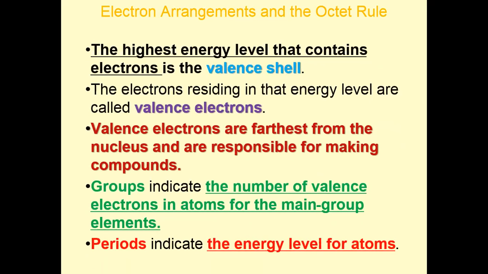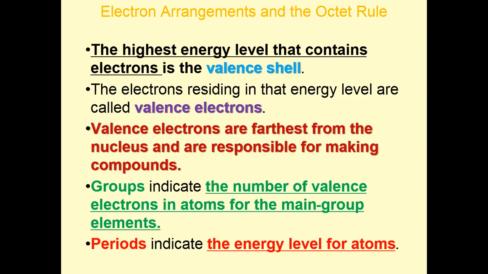The highest energy level that contains electrons is the valence shell. The electrons residing in that energy level are called valence electrons. Valence electrons are farthest from the nucleus and are responsible for making compounds.